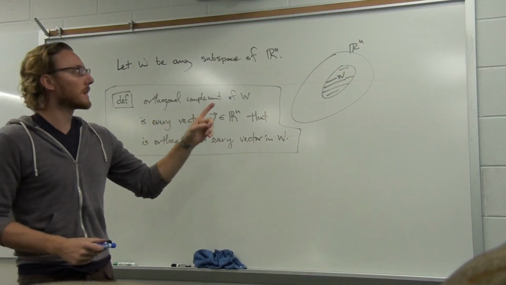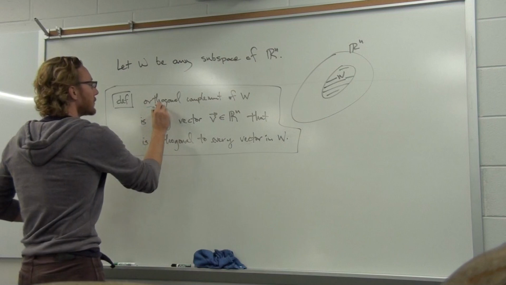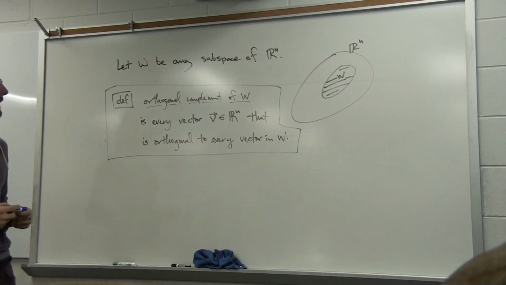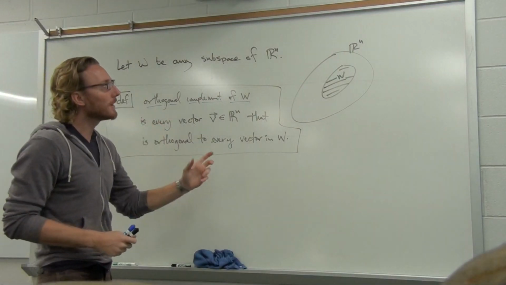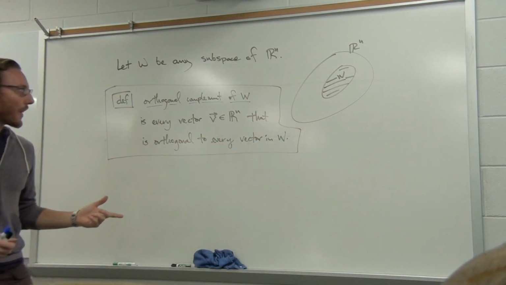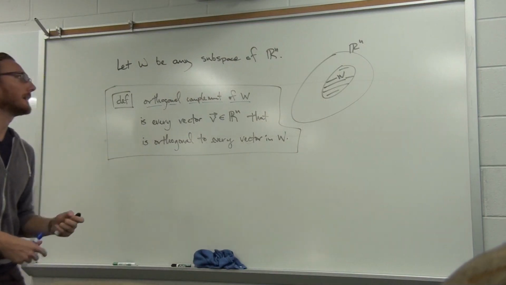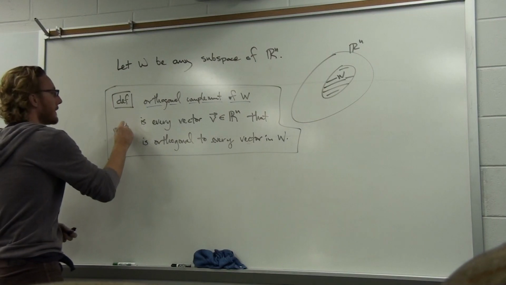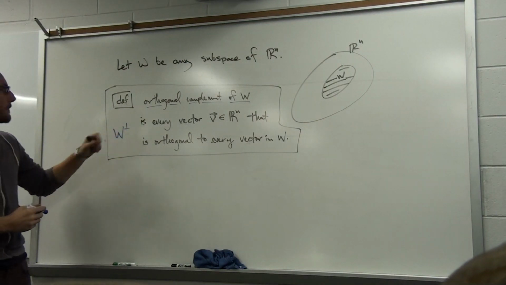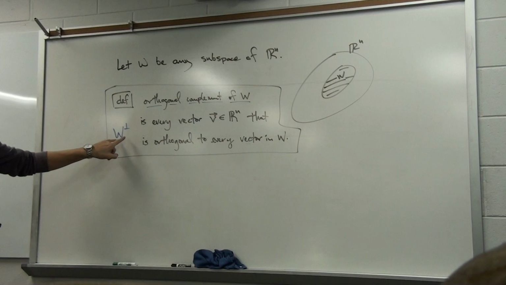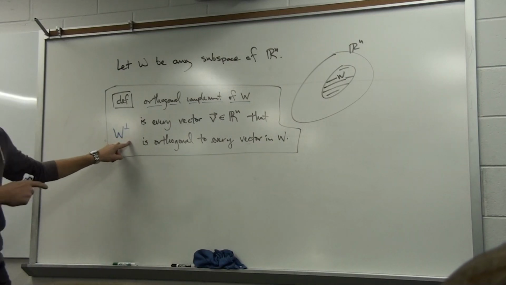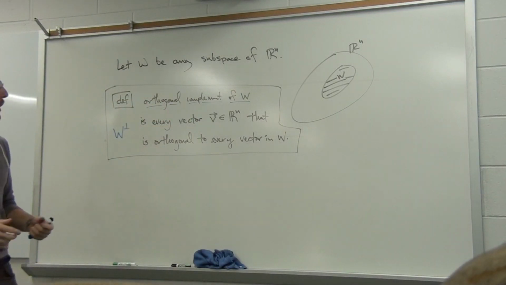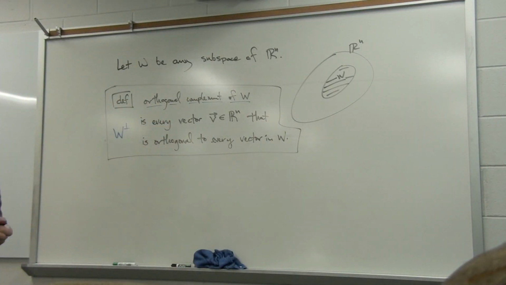And off of this subspace W, we want to talk about the orthogonal complement of W. The orthogonal complement of W is going to be every vector in Rn that is orthogonal to every vector in W. The standard notation for the orthogonal complement is W with a little perpendicular symbol elevated. So, again, the orthogonal complement of W is the collection of vectors in Rn that are orthogonal to every vector in W.